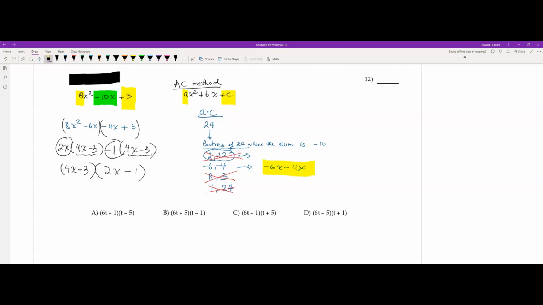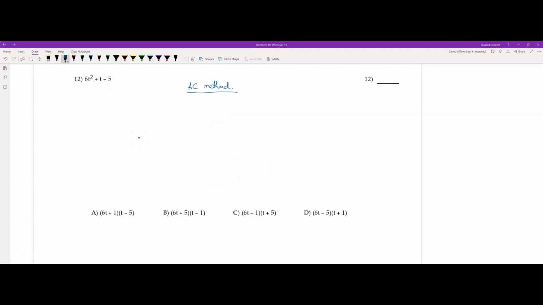All right, so here's the other one. With the AC method, you can see the 6 represents the A, and the negative 5 represents the C, so it's going to be negative 30. So find factors of negative 30 whose sum is positive 1. I can only see negative 6, oh no, I'm sorry, positive 6 and negative 5.